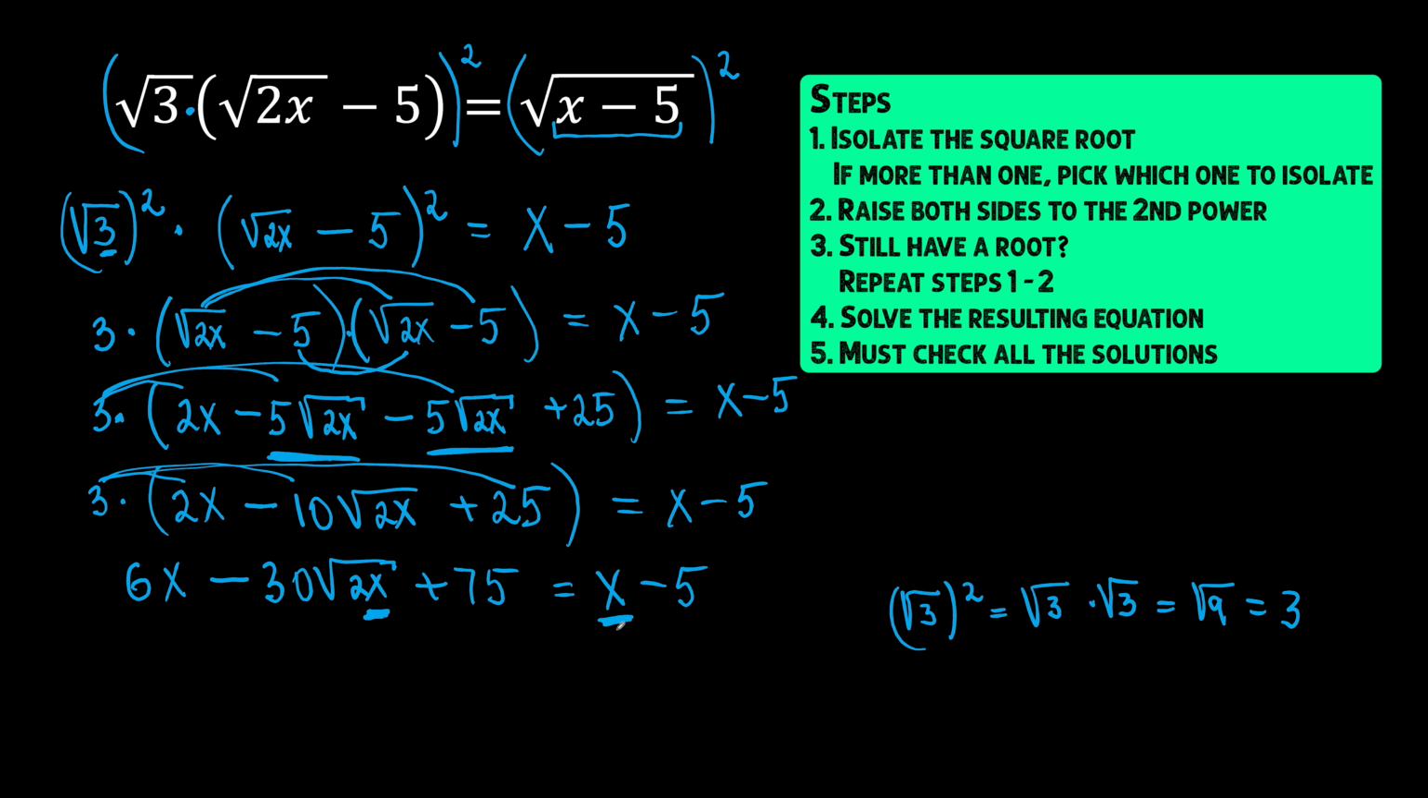So it looks like we need to raise both sides to the second power again to get the x out of the root. But when do we do that? When the root is isolated. It means we need to get rid of 75, bring it to the other side, and get rid of 6x, bring it to the other side. Yes?